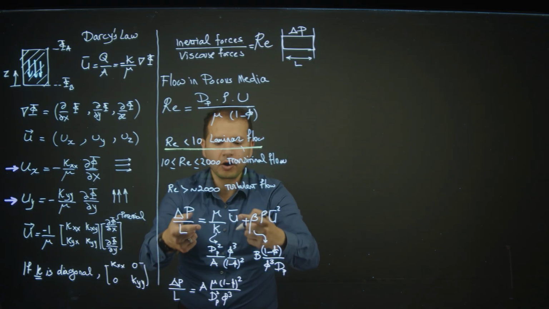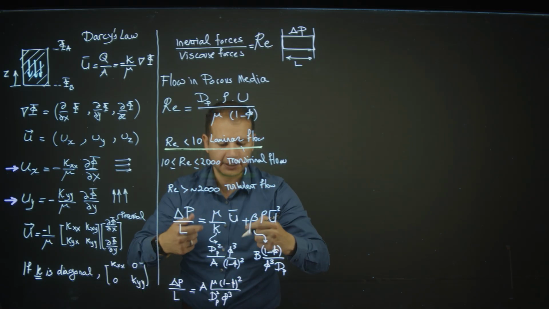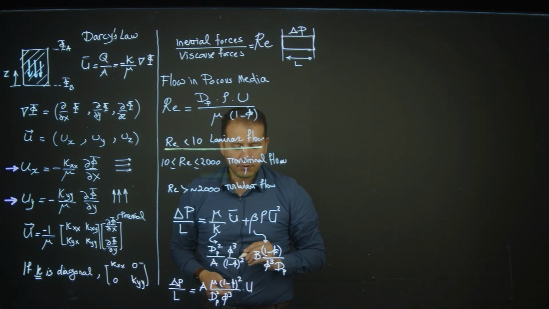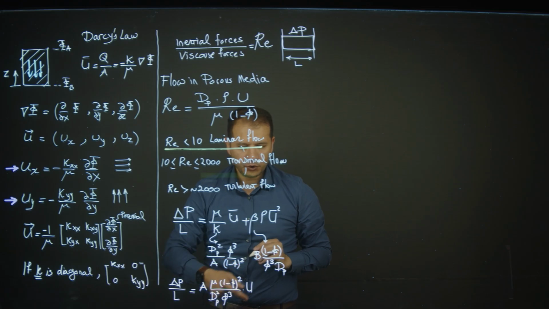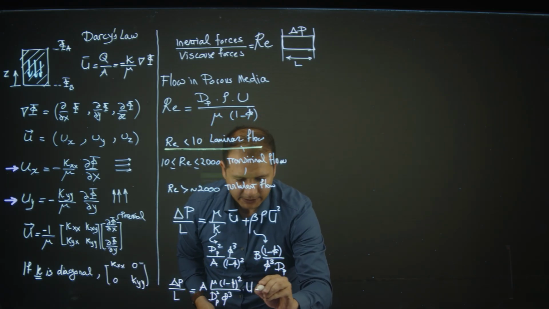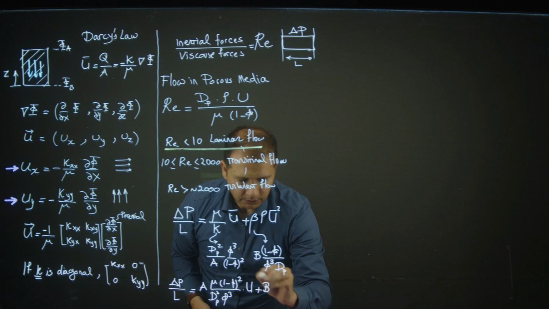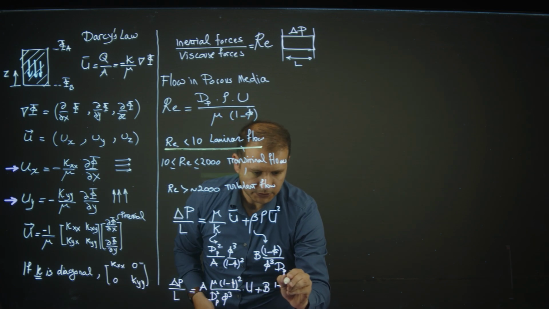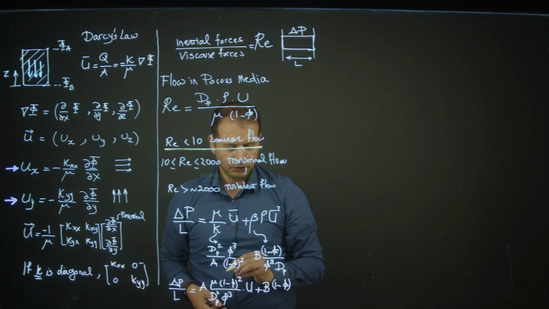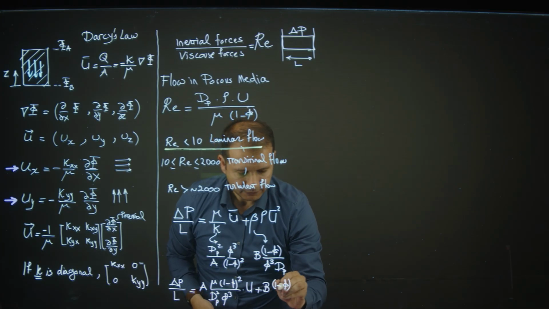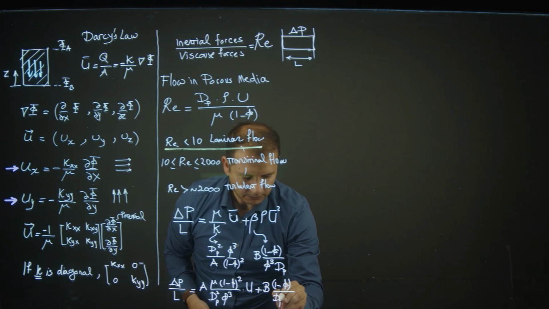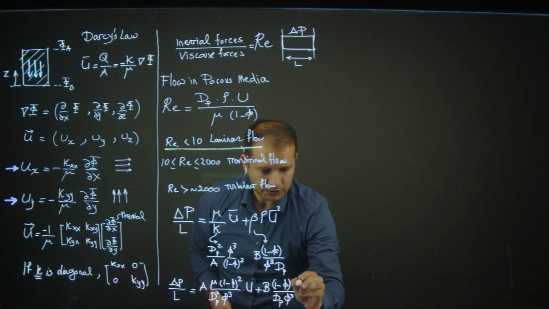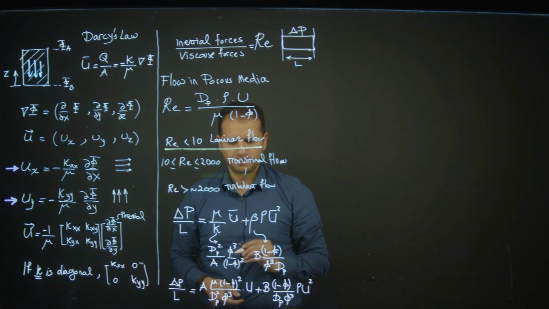That becomes the 1 over K. I am inverting it. This is a multiplier of U. Now I have the second term, which needs to be just typed in directly, which is B. So here it was A, now it is B. And then I have 1 minus porosity, divided by dP, and then porosity to the power 3 times rho U squared.